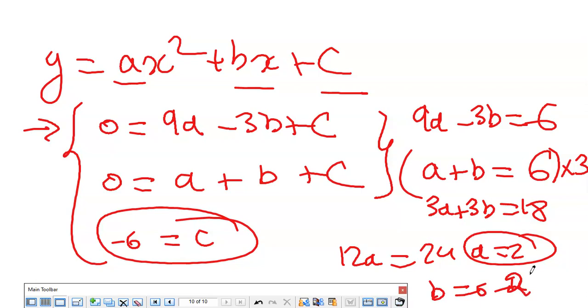Oh, God. Because I'm going so fast, I want to finish before the 15 minutes. And then I got a, b, and c, and the equation will be y = 2x² + 4x - 6. And also, it's right. This is all for the first part. We'll do more application in the class, and then see you later in the next recording session.